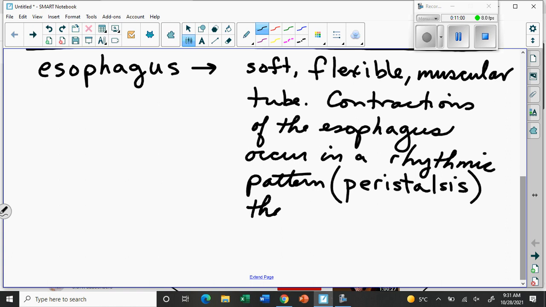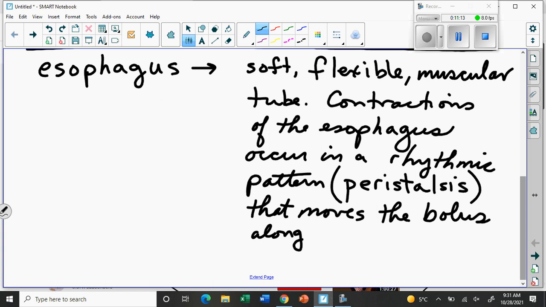That moves food along. I'm going to put moves the bolus along. Remember, that's what we called it, the bolus of grossly chewed food that we've just swallowed. Moves the bolus along towards the stomach. And we'll see peristalsis again in the intestines. It's the same process that pushes it through the intestines. Okay? So the esophagus is basically just a connecting tube. And then, of course, we get to the stomach.